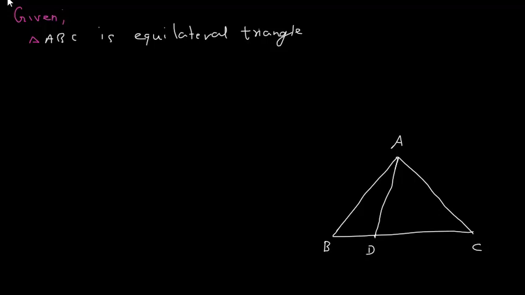So let us first write the given. In the given I have triangle ABC is an equilateral triangle, and BD is 1 upon 3 BC, and we have to prove 9 times AD square is equal to 7 times AB square.